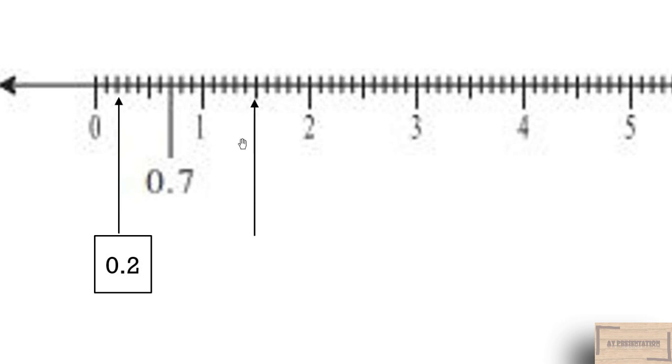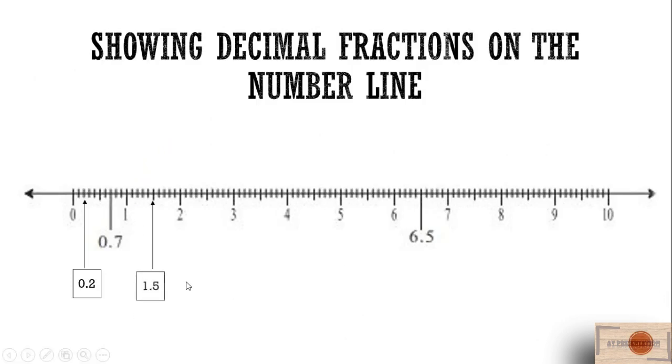Before this arrow, the complete number is 1. Then mark 1, 2, 3, 4 and 5. So the decimal fraction of this place is 1.5. Now check this place's decimal fraction. The complete number is 3 and then mark 1 and 2. So the decimal fraction is 3.2.